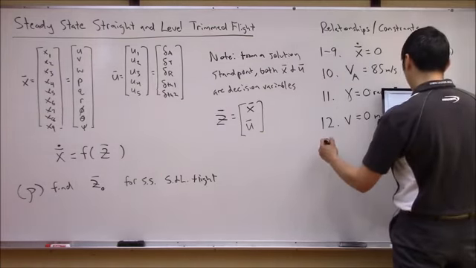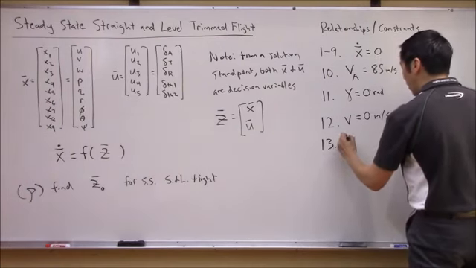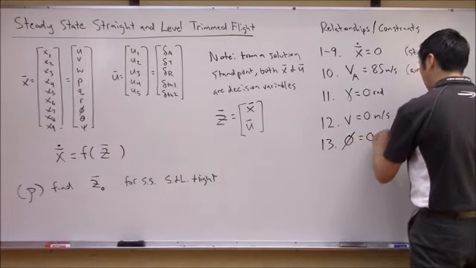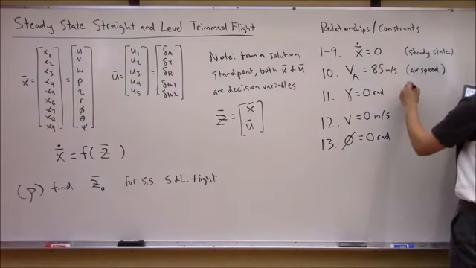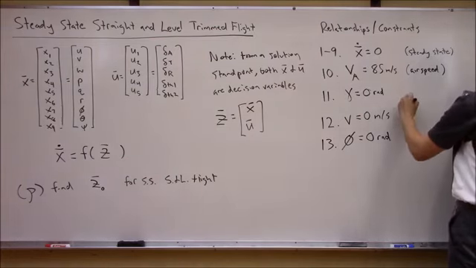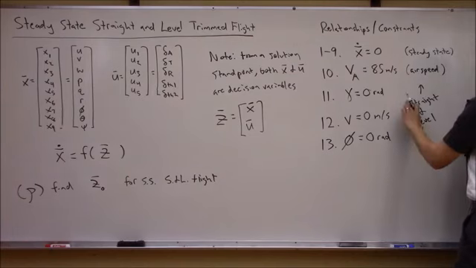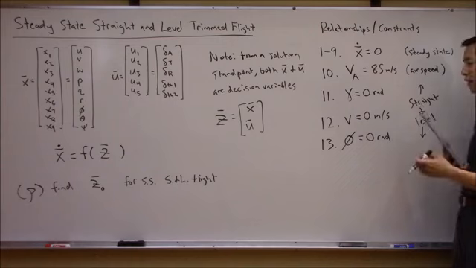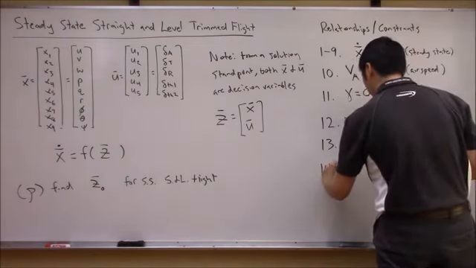And then finally, let's do 13 here. I want the wings to be level. I don't want any bank angle. So let's put a constraint or a relationship on bank. Okay, so all three of these together make up this idea of straight and level. Right? That's what we're trying to capture. So mathematically, when somebody says straight and level, this is our mathematical interpretation of what it means to be straight and level.